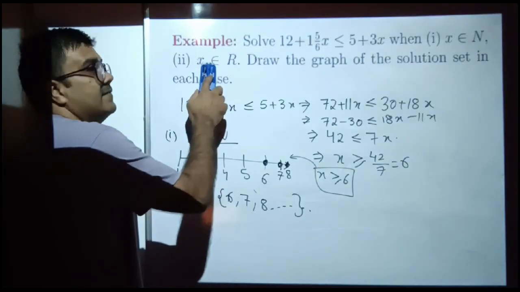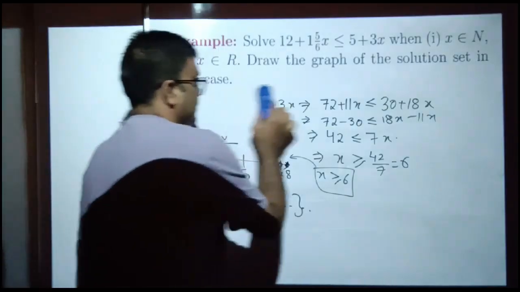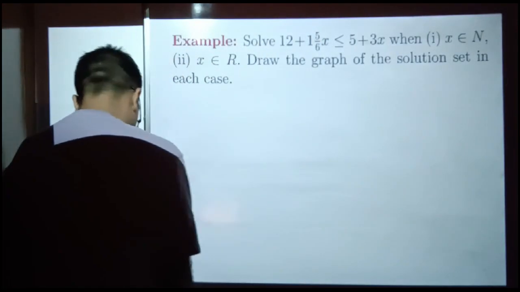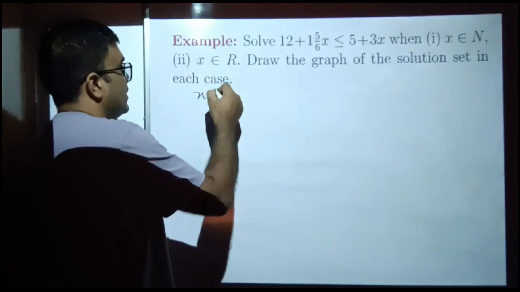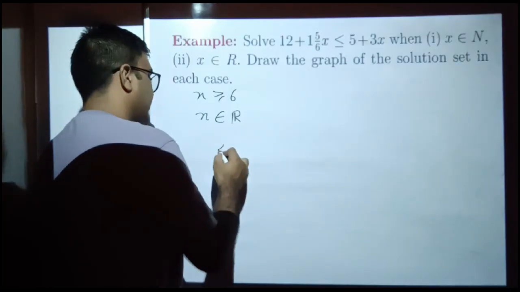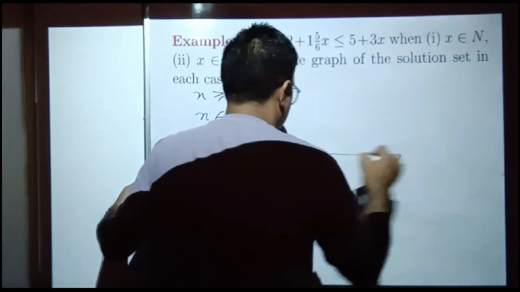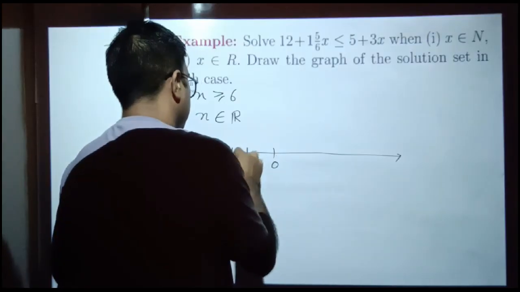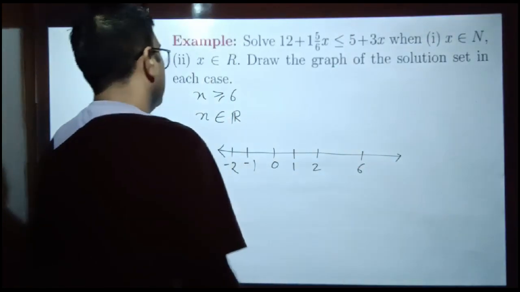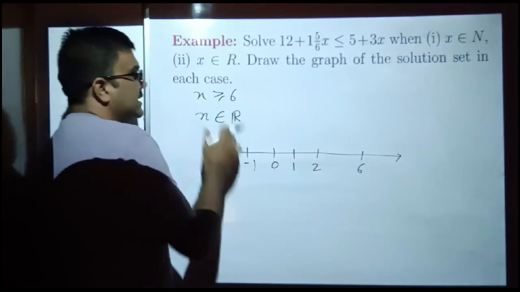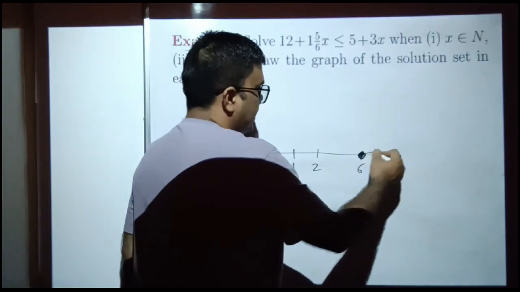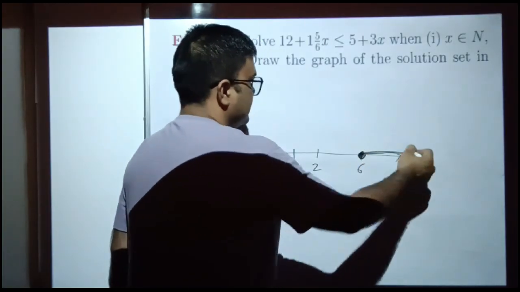Second case, when x belongs to R. Let us try to understand this case. We are having x is greater than equal to 6 and x belongs to R, real numbers. Plot the real number line: 0, -1, -2, 1, 2. Suppose 6 is over here. Now we are talking about all the real numbers greater than equal to 6. Greater than equal to means 6 is included and all the numbers after this.